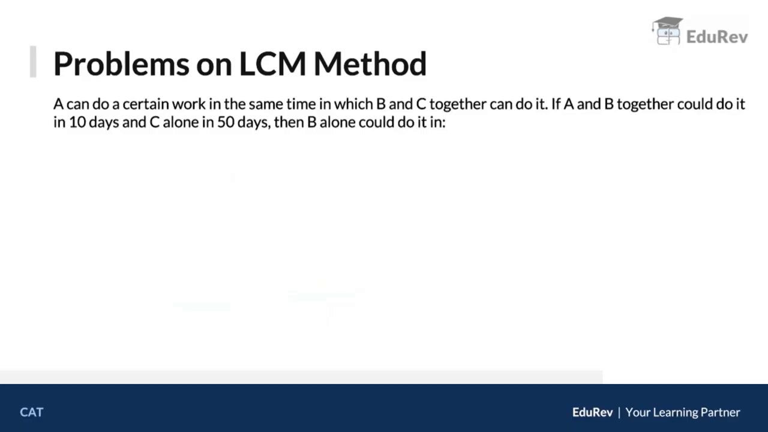Alright, A can do a certain work in the same time in which B and C together can do it. So A's time is the same as B and C's time together. Okay? If A and B together could do it in 10 days, C alone in 50 days, B alone could do it in how many days? It's a slightly difficult question.